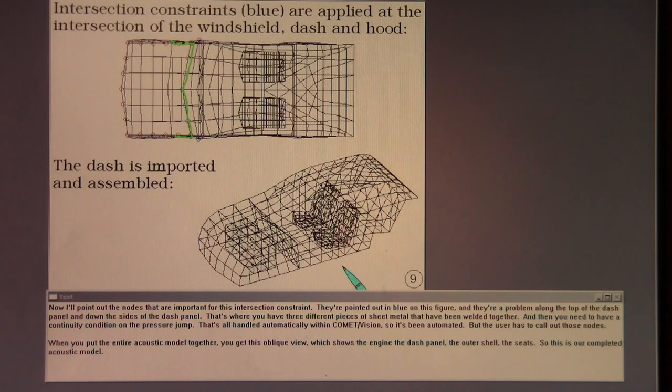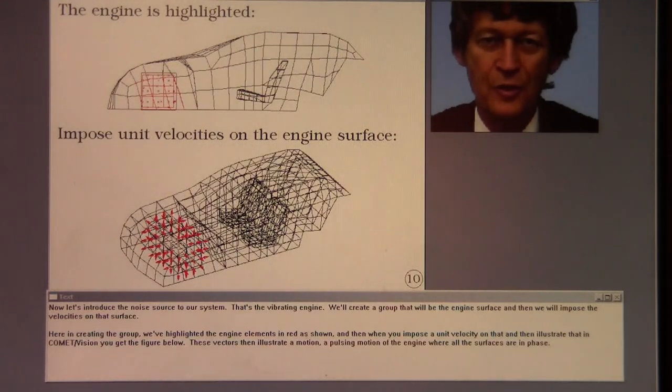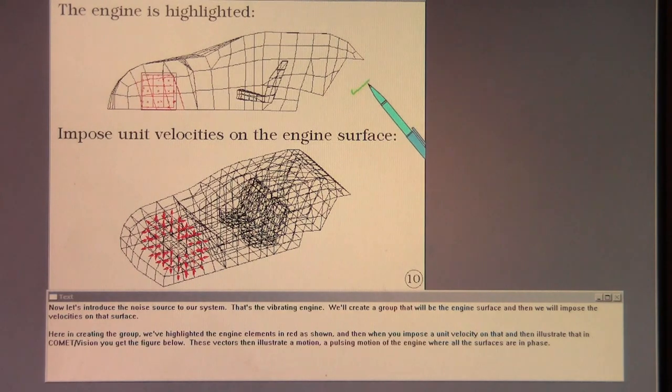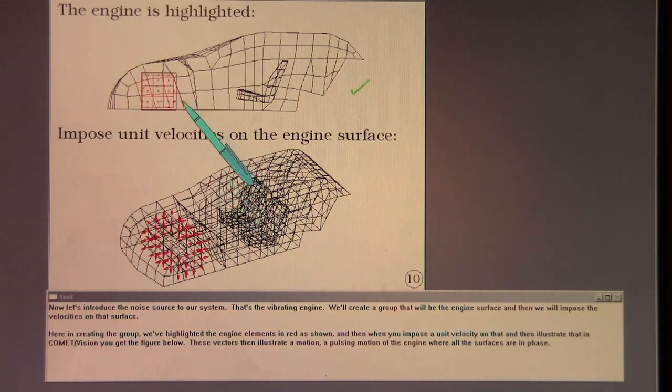When you put the entire acoustic model together, you get this oblique view, which shows the engine, the dash panel, the outer shell, the seats. So this is our completed acoustic model. Now let's introduce the noise source to our system. That's the vibrating engine. We'll create a group that will be the engine surface, and then we will impose the velocities on that surface. Here in creating the group, we've highlighted the engine elements in red as shown. And then when you impose a unit velocity on that and then illustrate that in Comet Vision, you get the figure below. These vectors then illustrate a pulsing motion of the engine where all the surfaces are in phase.